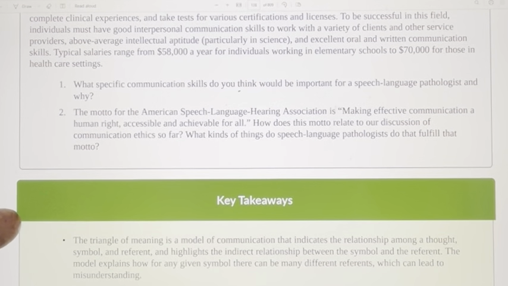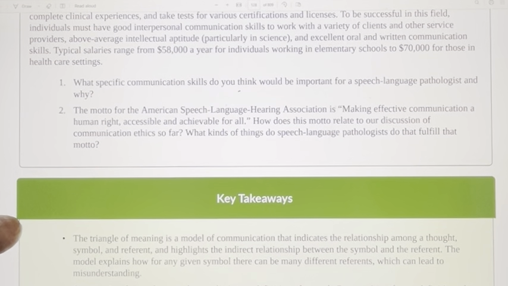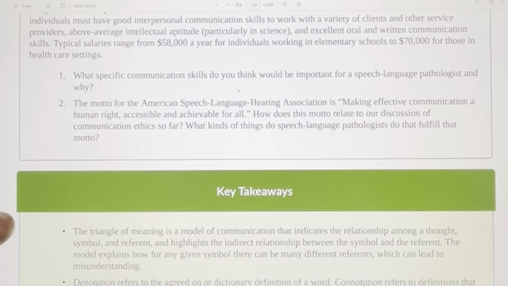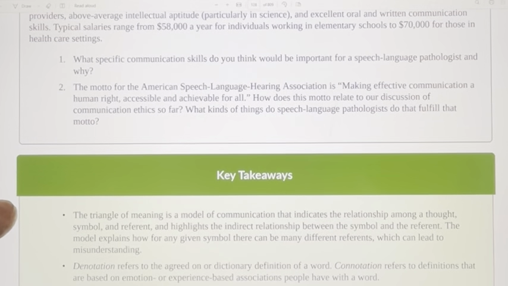Typical salaries range from $58,000 a year working in elementary schools, to $70,000 for those in healthcare settings. It's quite a bit more than that. This book was written in 2016, and that was almost 10 years ago.